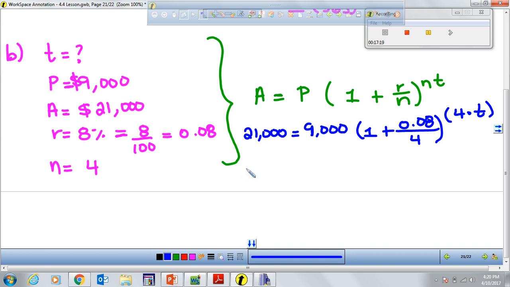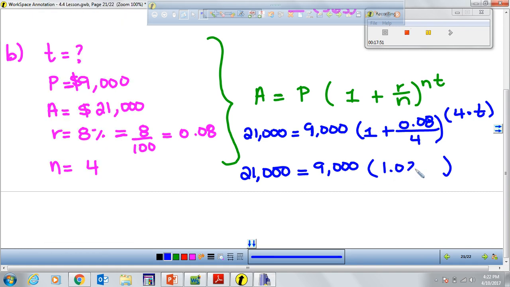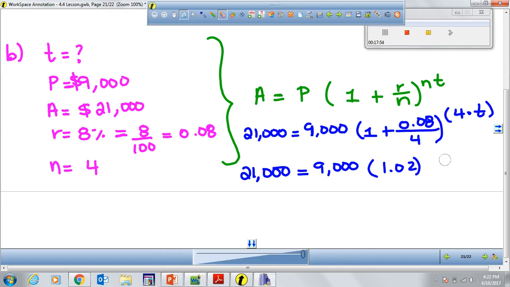The first thing that I suggest is to try to simplify all this inside of the parentheses. Let's put 1 plus, and if you're using an old calculator like mine, then you want to put parentheses around the fraction, 0.08 divided by 4. So that's 1.02. That's not a bad number to use. So you always want to simplify that first, and this is raised to the 4 times the time.